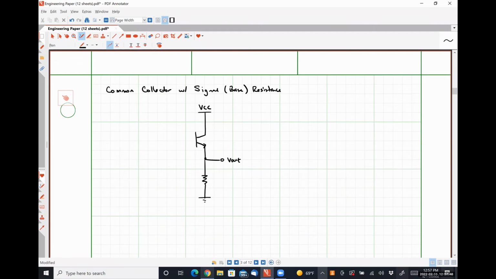Here's V out. Here is, let's just call this RB. Oh, and I need to label this guy, so let's call it RE.